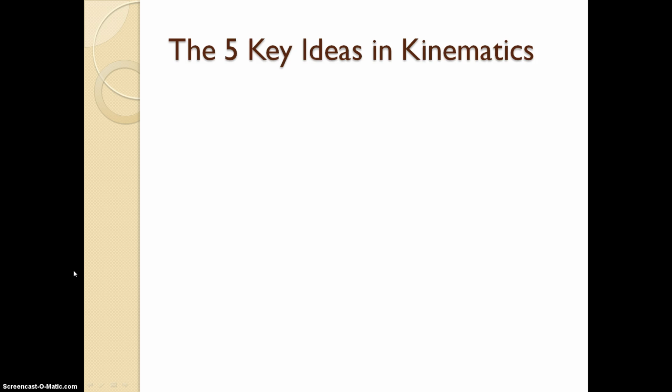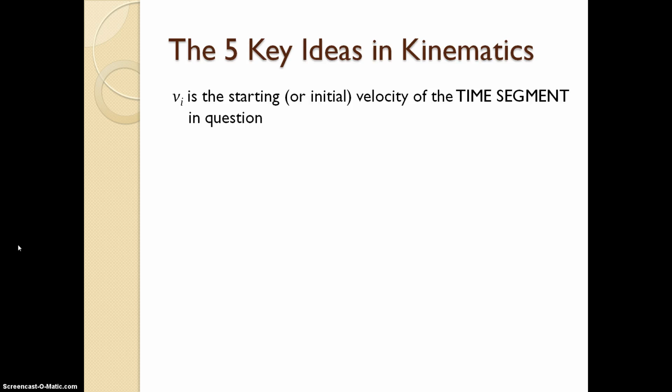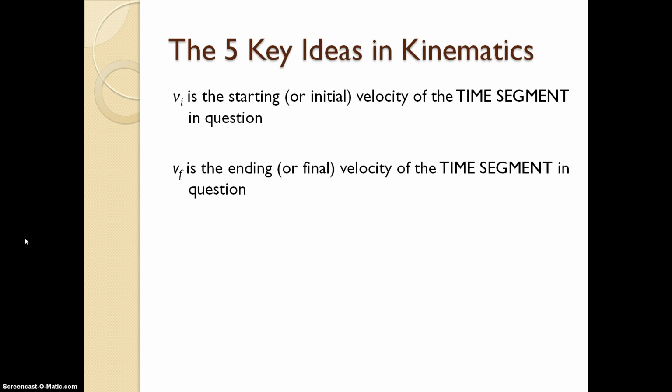There are 5 key ideas in kinematics. These are the 5 variables that these equations have. The first one I want you to meet is initial velocity, VI. It's the starting velocity of the time segment in question. Notice the capital letters there. VF is the ending or final velocity of the time segment in question.